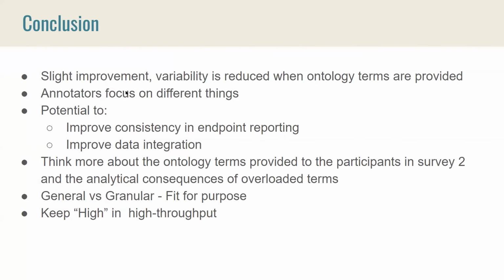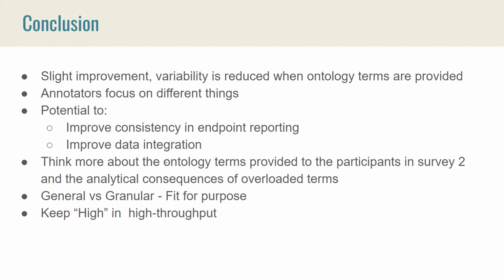So in conclusion, providing ontology terms gives a slight improvement in concordance, and so that means variability is reduced when ontology terms are provided, but only for the general terms. And we also suspect that what we're seeing is some annotators focusing on different things as well. So providing ontology terms has the potential to improve consistency in endpoint reporting and improve data integration.